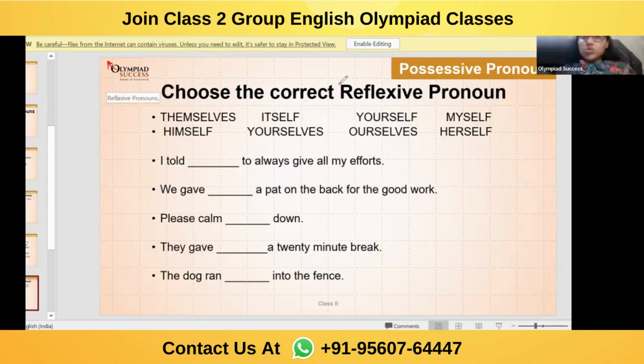Example, choose the correct reflexive noun. I have given you options like themselves, itself, yourself, myself, himself, yourselves, ourselves, herself. Can you tell me the difference between yourselves and yourself?